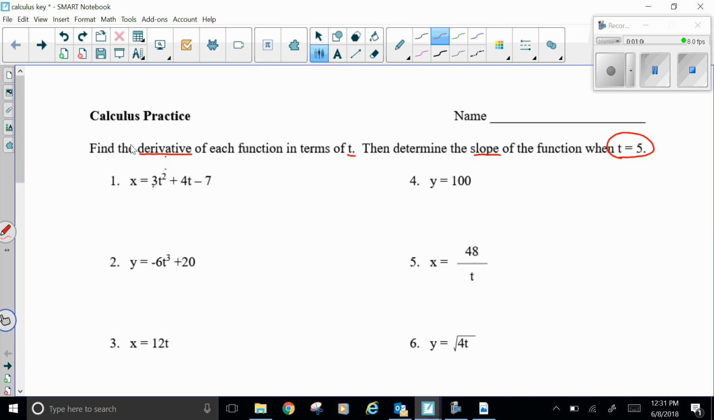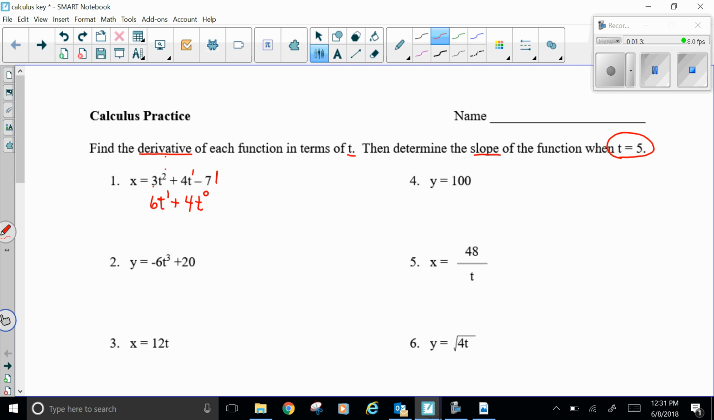and then we drop the exponent by a value of 1. So I end up with 2 multiplied by 3 gives me a 6. I keep the variable t. The exponent of 2 drops down to an exponent of 1, so I have 6t to the first power, plus this right here is t to the first power, so 4 times 1 is just a 4, and then t drops down to a power of 0 because 1 minus 1 is 0.